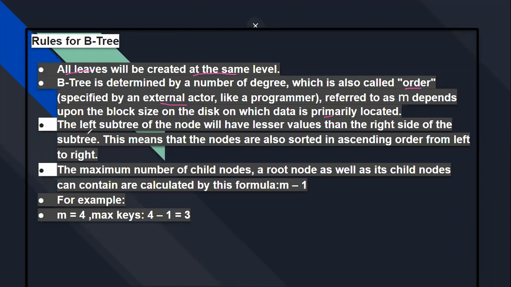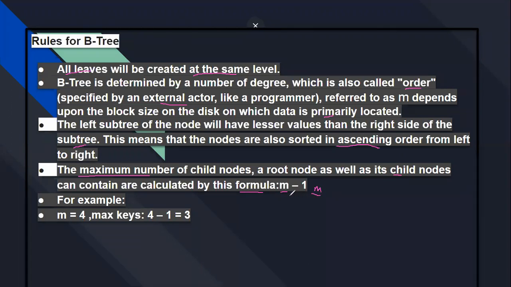And again, the left subtree of the node will have lesser values than the right subtree. Again, same concept: we have to check whether it is in ascending or descending order, because it is a BST. Okay, and the most important rule for creating a B-tree is the maximum number of child nodes a root node as well as its child node can contain, calculated by the formula M. Means the order is given in the form of M.